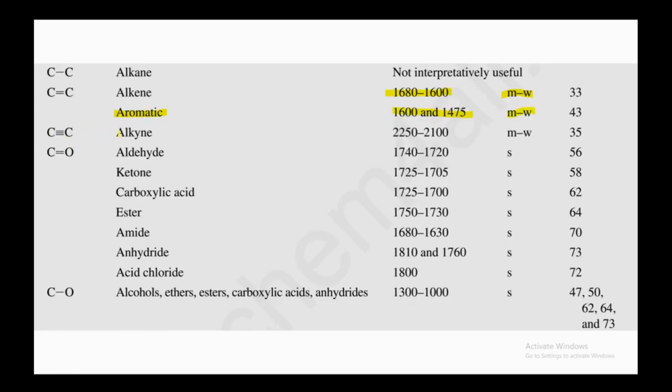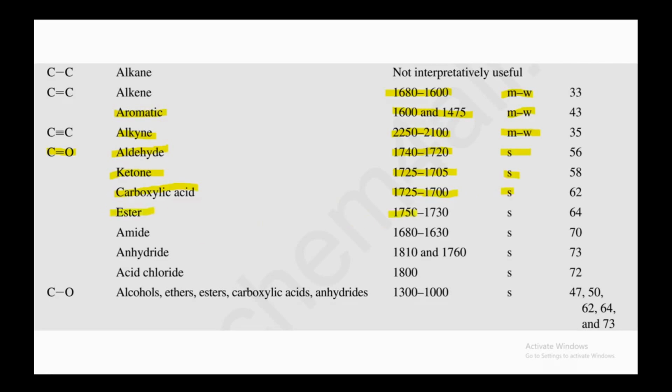Carbon triple bond carbon of alkynes gives you a peak at around 2250 to 2100. The intensity might be medium or weak. The carbonyl group of aldehyde gives you a peak at 1740 to 1720, and the peak intensity is strong. The ketone group gives you a peak at 1725 to 1705. The peak intensity is strong. Carboxylic acids give you a peak from 1725 to 1700. Peak intensity is strong.